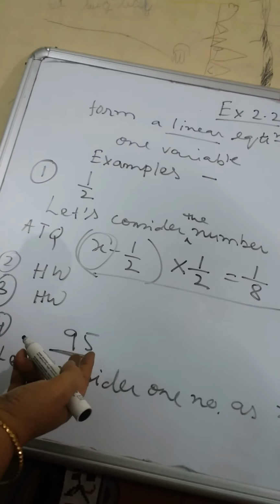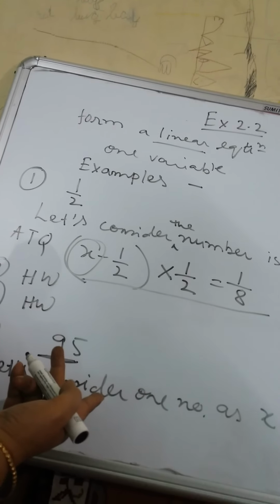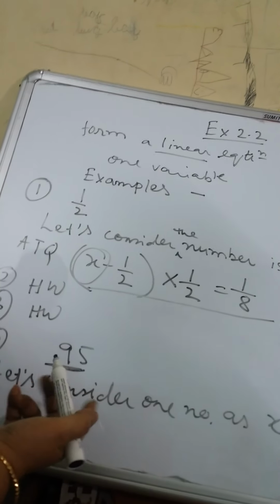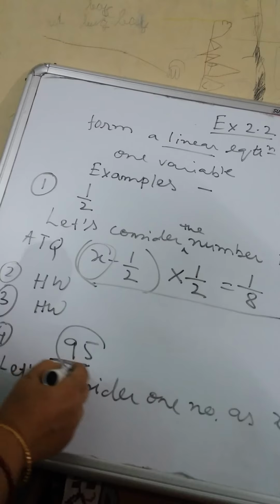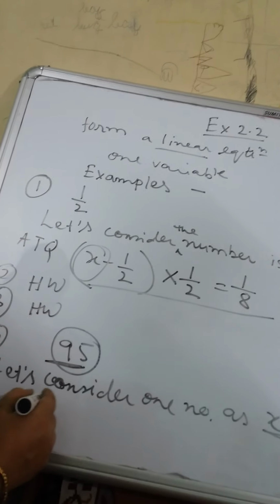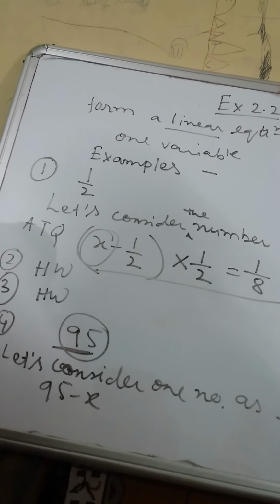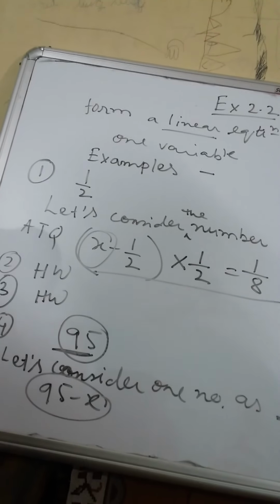So what will be the other number? Say sum of two numbers is 20 and one number is 5. What will be the other number? 20 minus 5 is 15. That means from sum of the numbers you have to subtract one number. So another number will be 95 minus x. Okay. Now, one number is x, another number is 95 minus x.